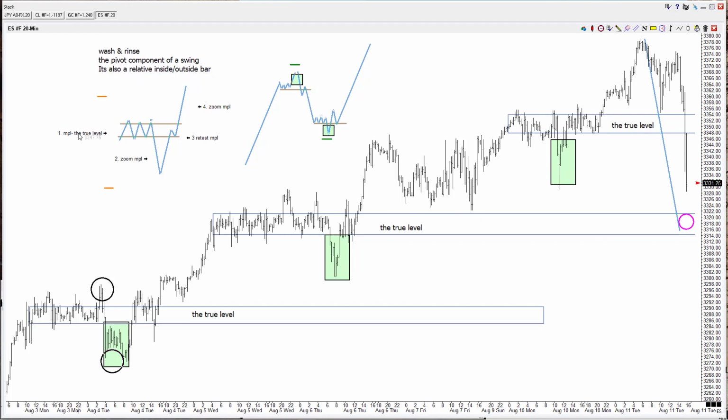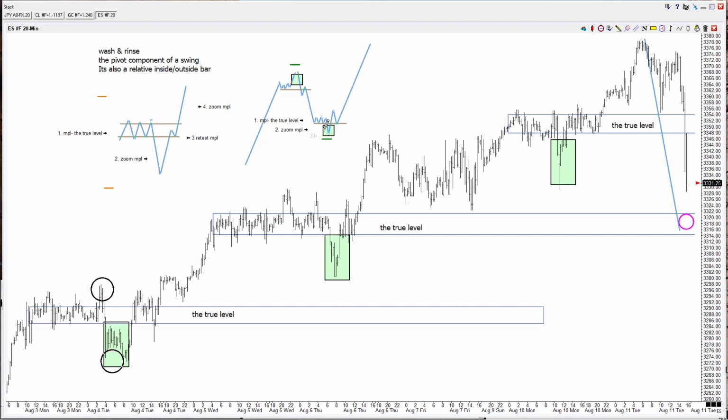So for instance, step one, there has to be an MPL. MPL is just multiple touches on a line. You see, boom, boom, boom. It's not always a coil, but boom, boom, boom means buyers are hitting this thing. Boom, boom, boom, boom, boom. Step two, you zoom the MPL.